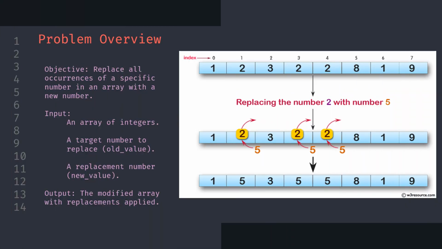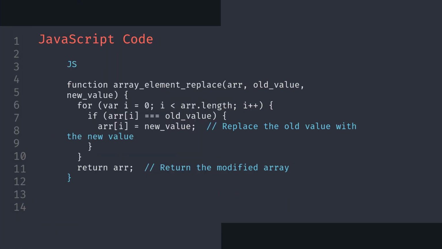The task is simple. For a given array, we replace every instance of a specific number with another number. This is a common operation in many programming scenarios. This function iterates through the array, checking for occurrences of the target value. When found, it replaces the value with the specified new value and returns the updated array.